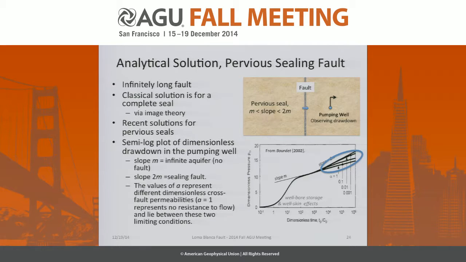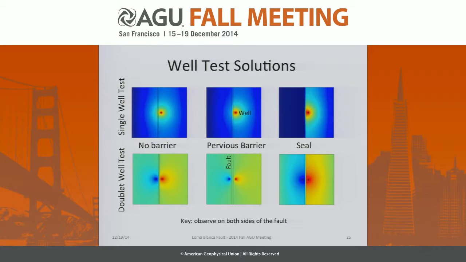And you can do this not just for the pumping well, but for observation wells. And of course, observation wells are key to doing this. We haven't done this yet. It's work about to be taking place. And we know that we're going to need observation wells on both sides of the fault. Here's a diagram of the kind of drawdown you might expect to see.